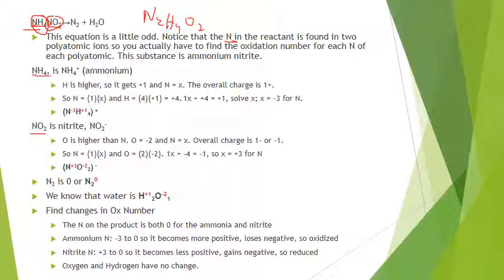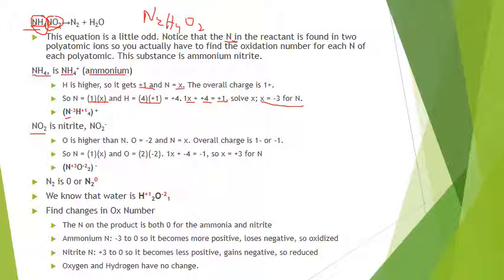So if you have polyatomics together, like in this case, you have to treat them separately. So we have NH4, which really is NH4 plus, ammonium. H is higher on the priority table, so it gets +1. Nitrogen gets X. And the overall charge on this molecule is +1. So we get N is 1x and hydrogen is +4. So we get 1x plus 4 equals +1. Solve for X, it's -3. So the nitrogen in ammonium has a -3.